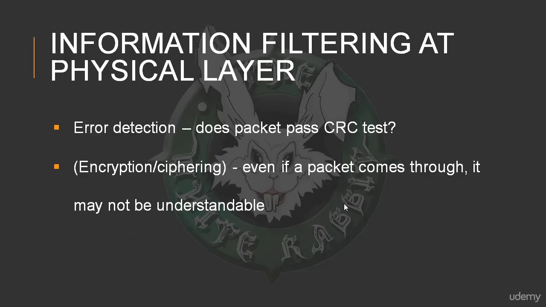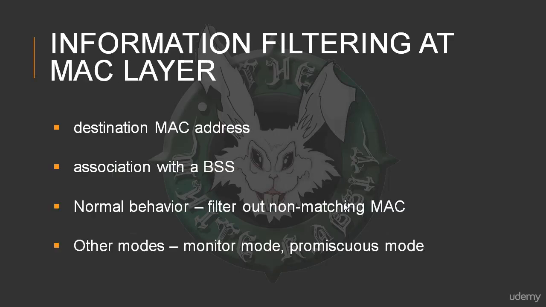Now, closely related to dropping of frames is encryption or ciphering. So even if a frame doesn't get dropped, it might not be understandable because it's encrypted and you don't know how to decrypt it. So these are all ways that things get dropped or hidden from your side. In the case of encryption, if it passes through, you might still see it in Wireshark, but you might not be able to understand it. It might look encrypted and you don't know what the frame contains.